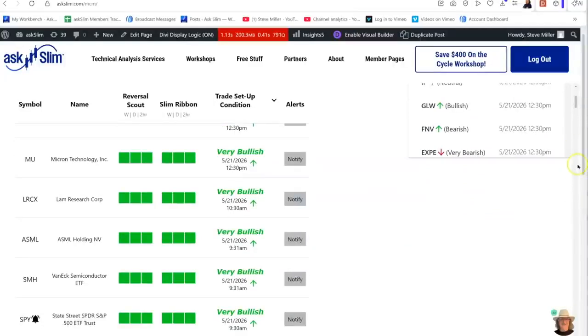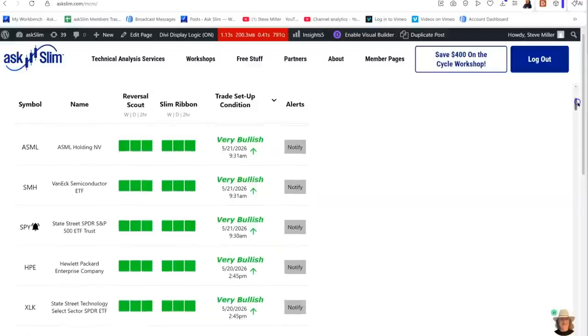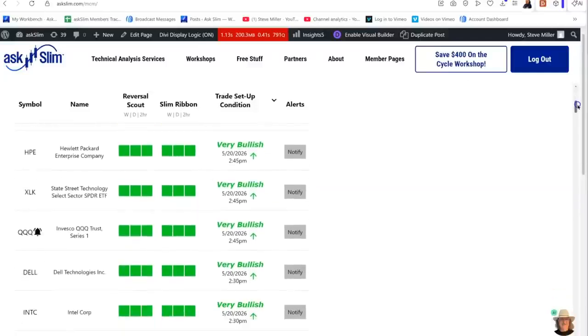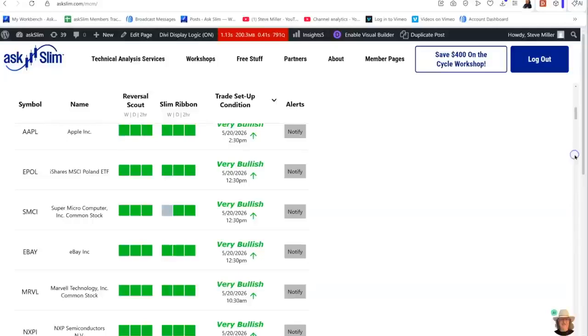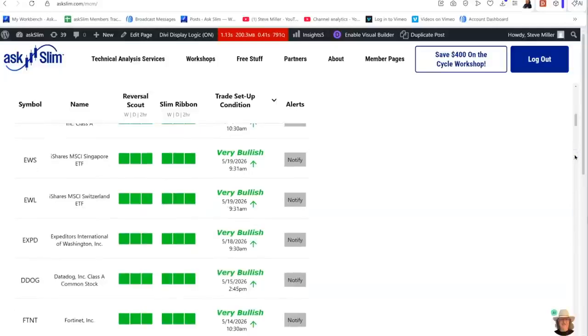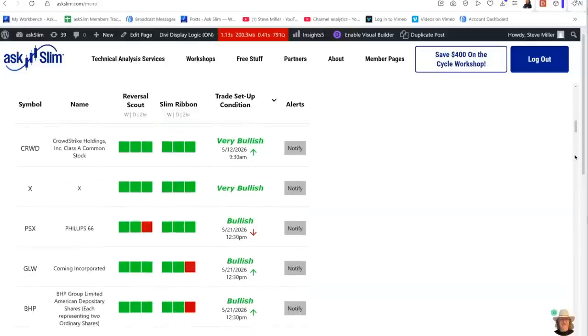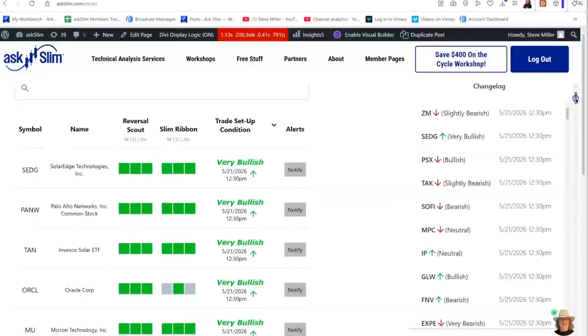Of course, Micron, which has exploded, ASML, the semiconductor indicator, all of those extremely strong as I move down. And you can see the ones in here that are very bullish as I click down through here, and it's extremely valuable. And those are the ones that were very bullish.